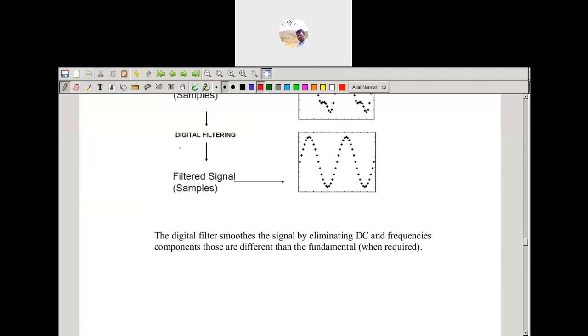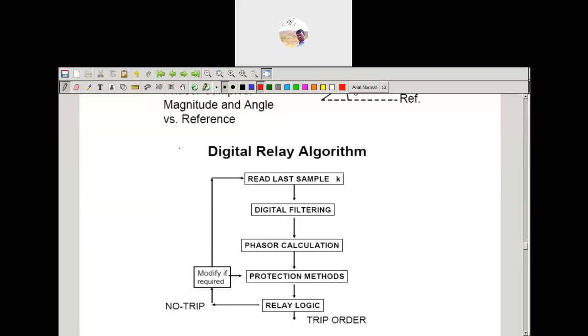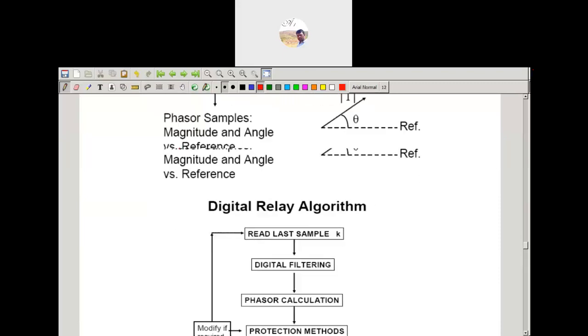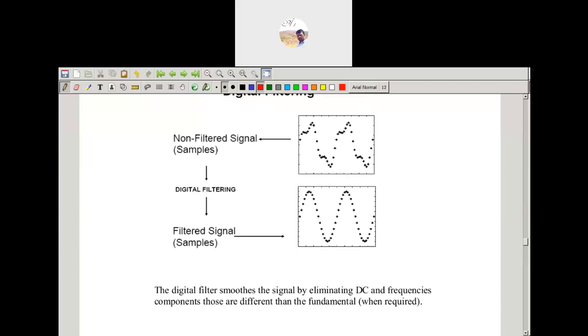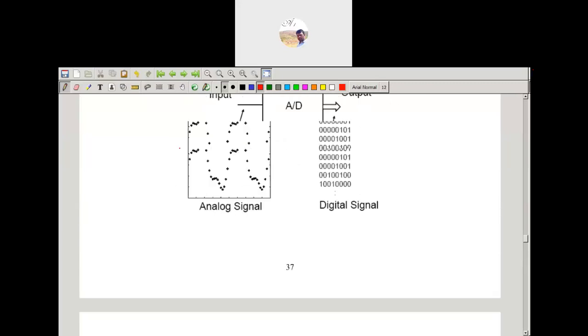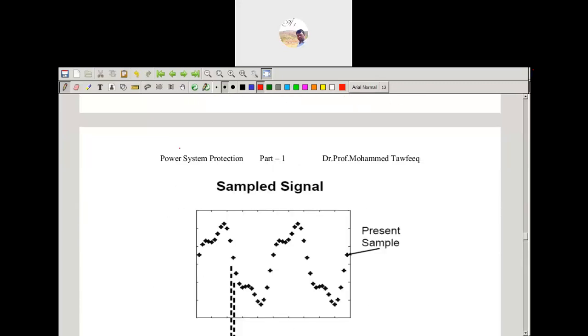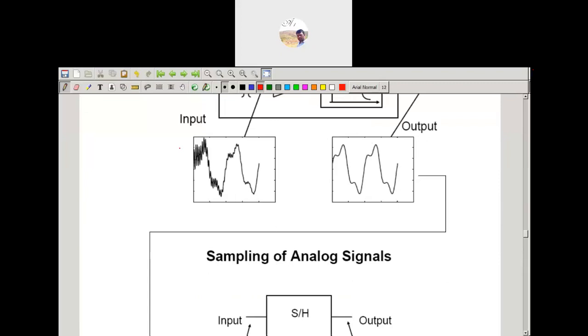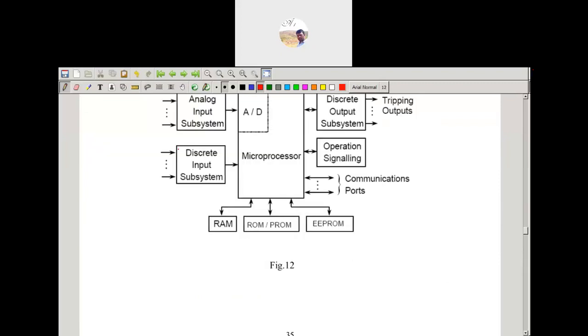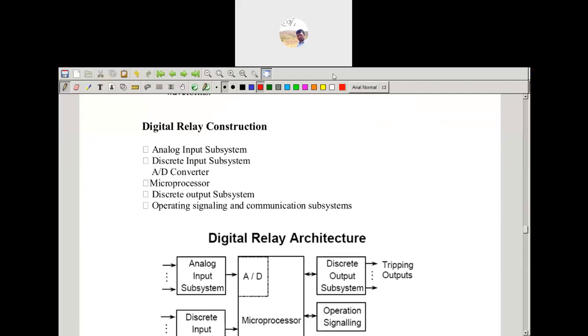Here is the sample. The phasor calculations and the rest we do not need in detail. We just have to know how the electromagnetic relays, solid state relays and microprocessor relays work. Okay students, this is about today's class.